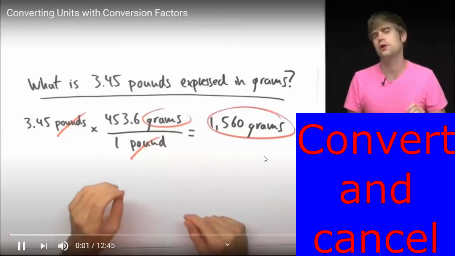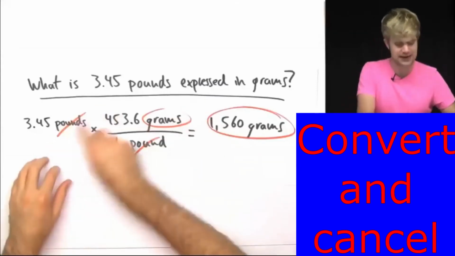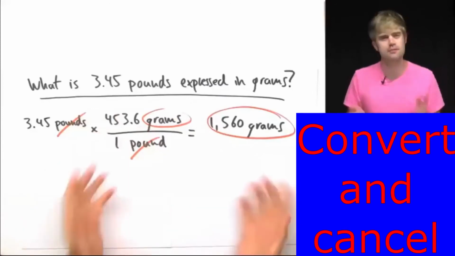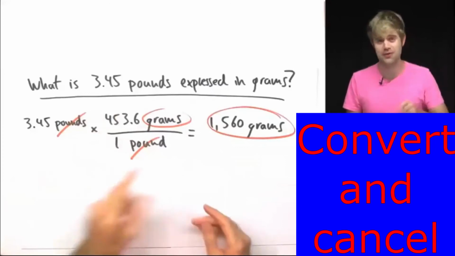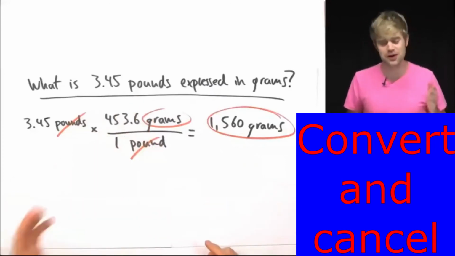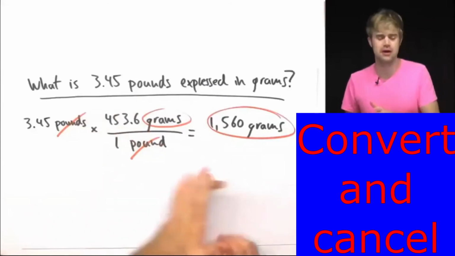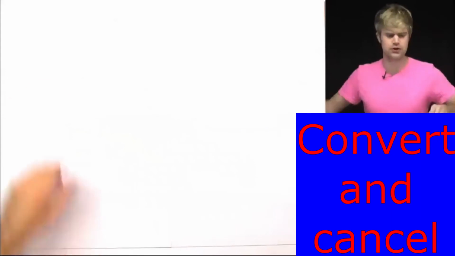In this video, we're going to look at how to convert units using conversion factors like this and canceling units. Some people call this dimensional analysis. Some people call it the factor label method, but you are going to call it easy by the end of this video because we are going to go step by step to show how to solve these kind of problems.